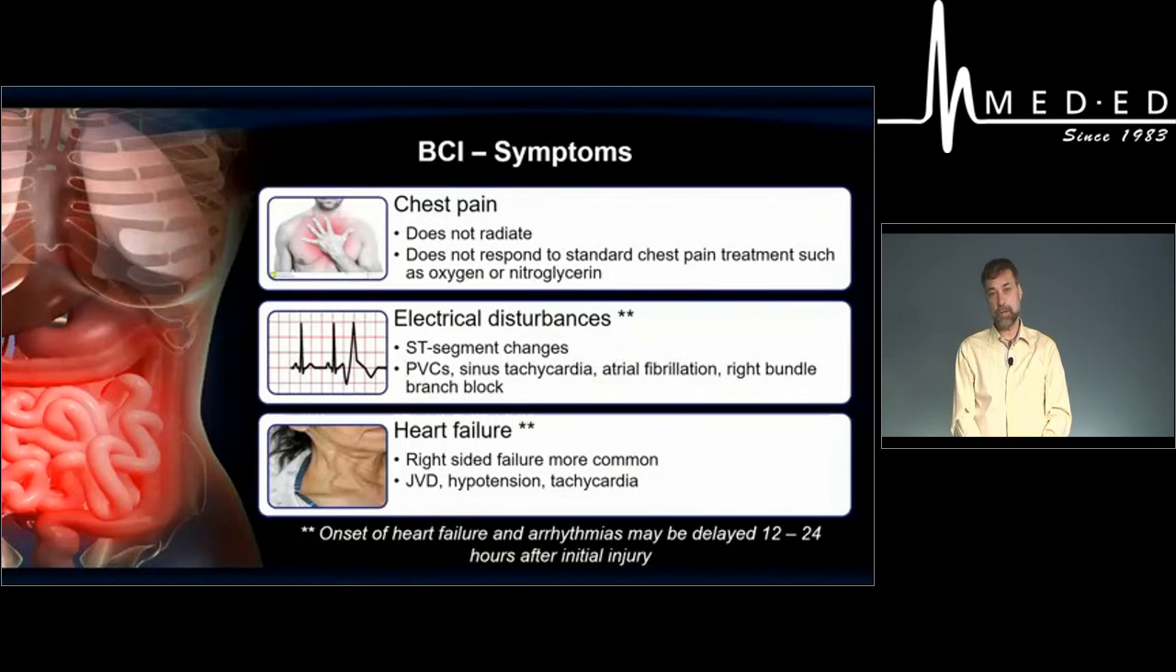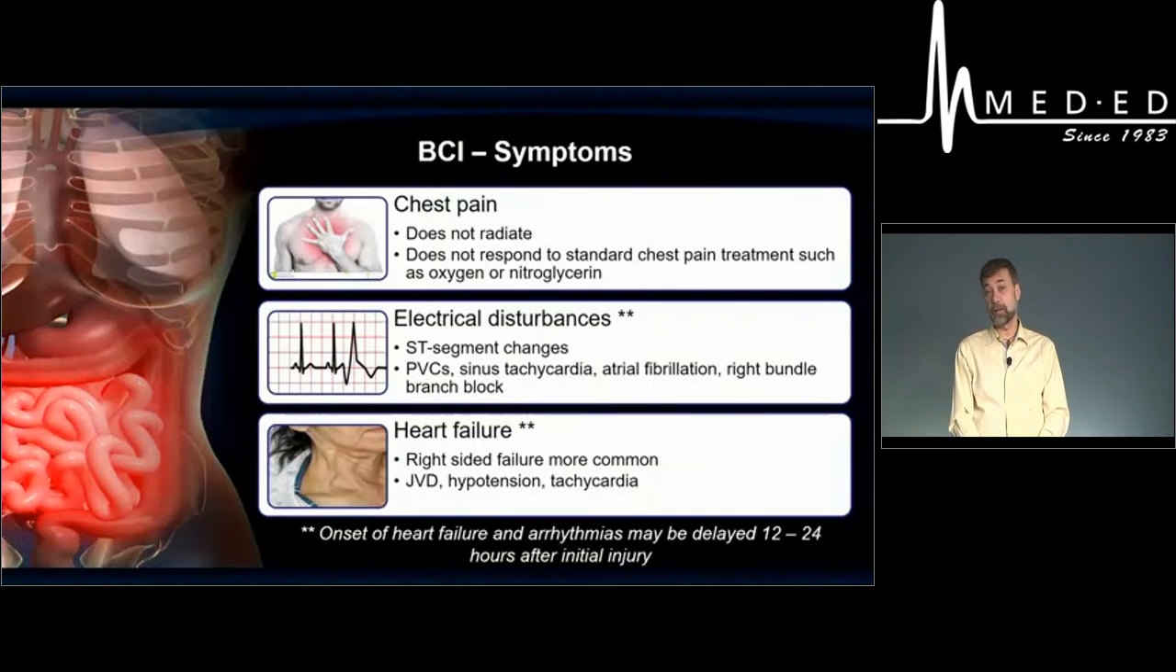The first is chest pain. As you might anticipate, if your patient injures their heart, it's going to hurt, just like any muscle would hurt if you injure it, right? The key, however, is that unlike an MI, where you have radiating pain maybe into the jaw, shoulder, or other places, the pain of a blunt cardiac injury tends to be very specific to the area of the heart that was injured. It doesn't radiate. It stays at the site of injury.